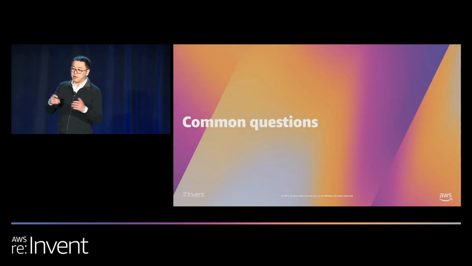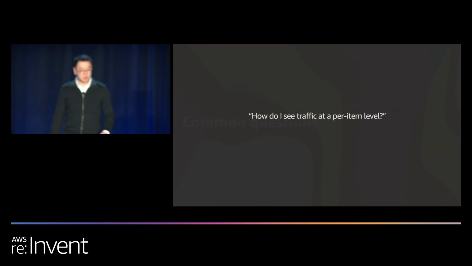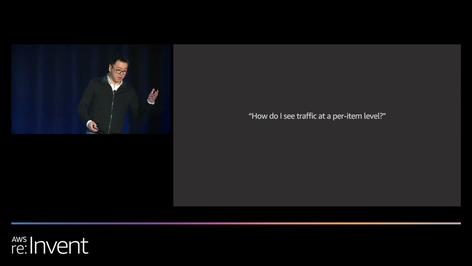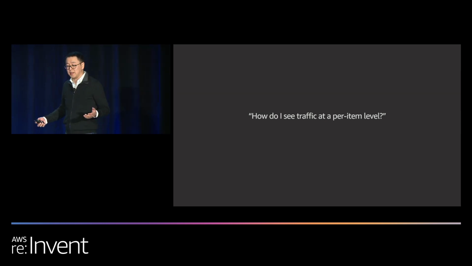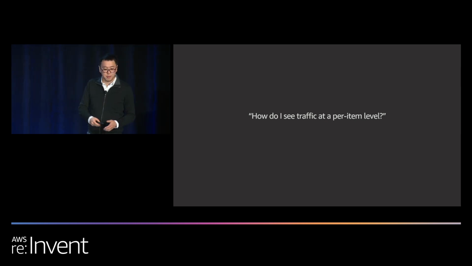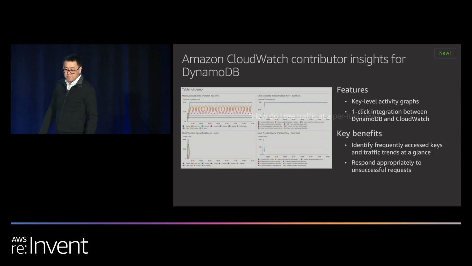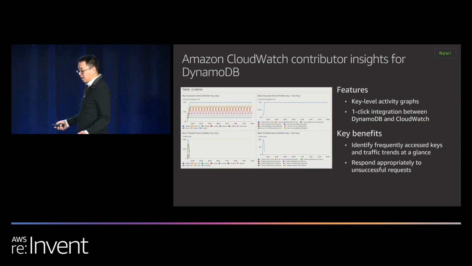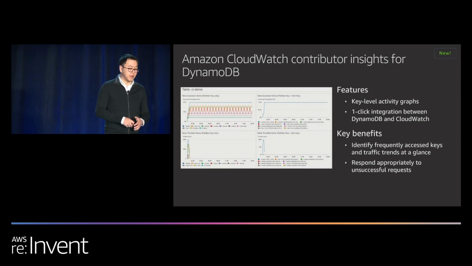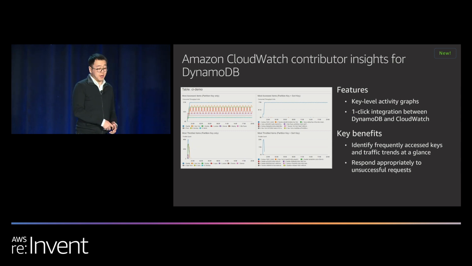So a common question that I get is, okay, you just told me that partitions don't matter and only items matter. Well, how do I see traffic at a per item level? And up until last Tuesday, you couldn't, right? Unless you were to build custom monitoring yourself to measure individual keys. So last Monday, CloudWatch released CloudWatch Contributor Insights, which in and of itself is a pretty cool tool.